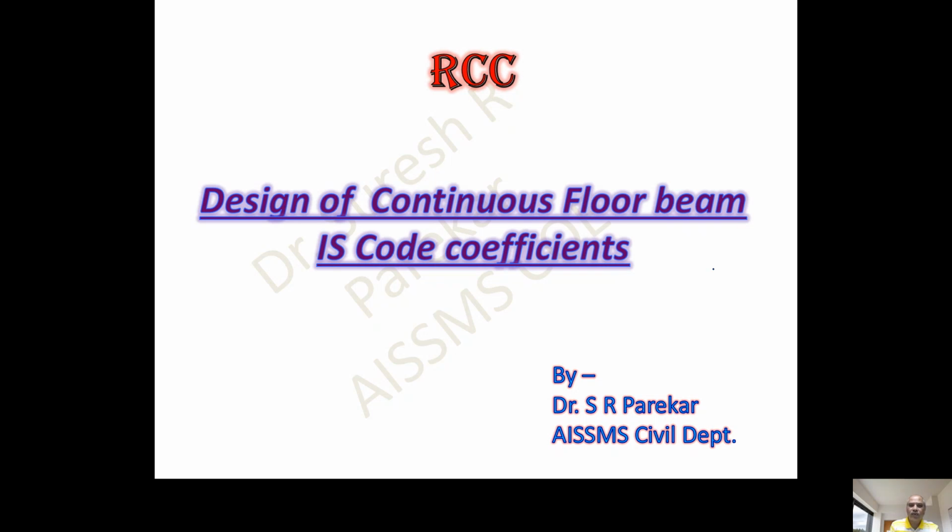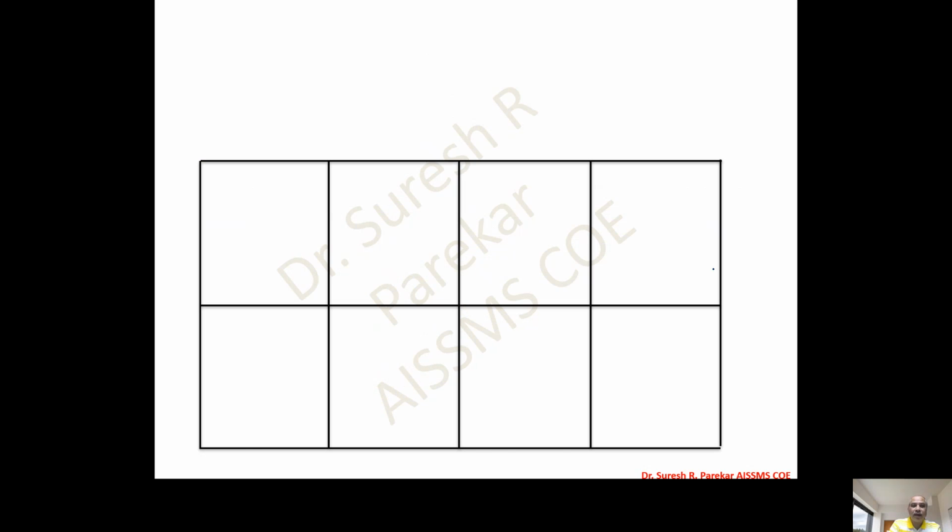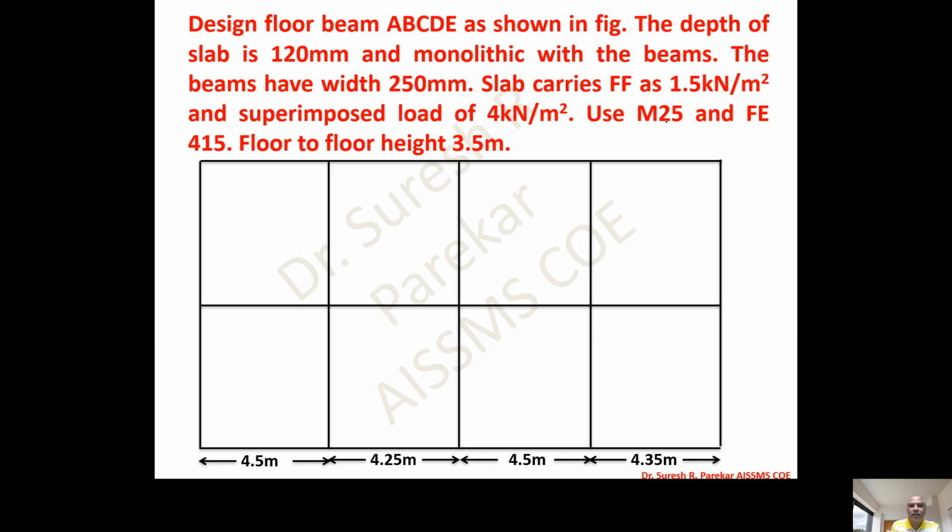Good evening. Today we are going to design a continuous floor beam by IS code coefficient. Now we have to design floor beam ABCDE as shown in the figure. The depth of slab is 120 mm and monolithic with the beams. The beam has width 250 mm, floor finish 1.5, superimposed load 4, use M25 and Fe415, and floor to floor height is 3.5. So we have to design this beam A, B, C, D, E.